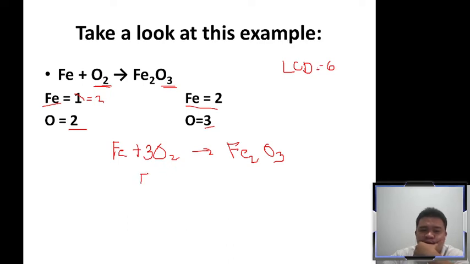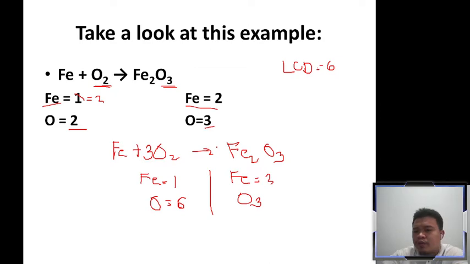Now let's do an accounting. Fe here is now 1. Oxygen here, if you are going to multiply 3 times 2, that now becomes 6. Okay? Now let's go on the other side of the equation. Fe is 2 here, while oxygen is still 3 here. So let's look at the right side of the equation. What coefficient should we place on this compound so that the oxygen becomes 6 here? So clearly, we should place 2.